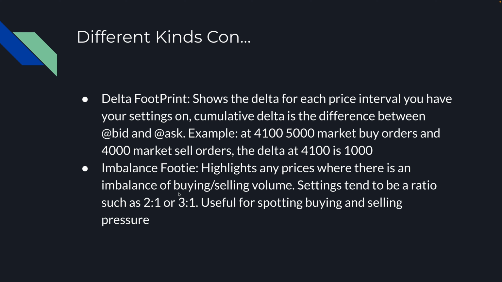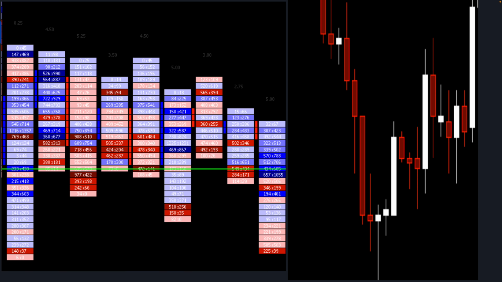Next up is an imbalance footprint. It highlights any price where there's an imbalance of buying or selling volume. Settings can vary, but they tend to be a ratio of 2 to 1 or 3 to 1. It's useful for spotting things such as buying and selling pressure.